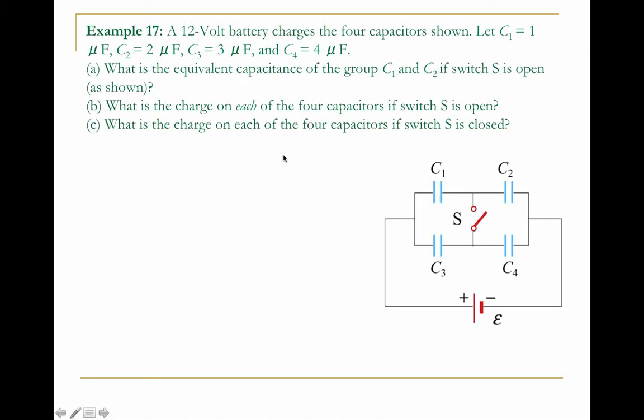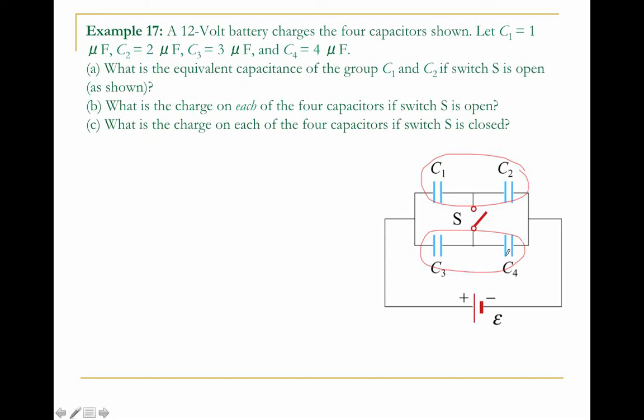The only challenge in here, which you need to know, is that in the first part, you start with these two in series, and these two in series, because he wants to know the equivalent capacitance of the group C1, C2. So C1, C2, you can do that. And when he asks what is the charge on each capacitor when it's open, you have to calculate that.